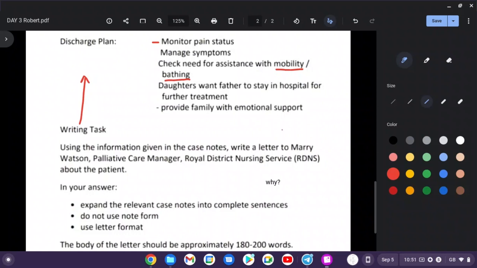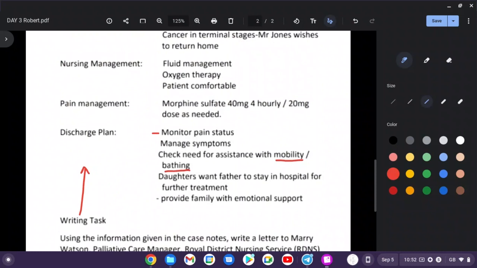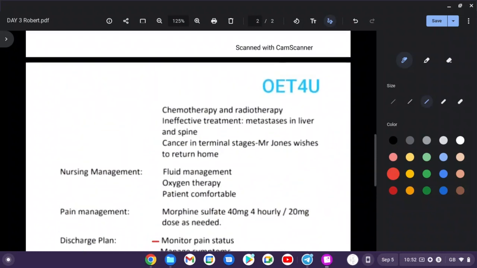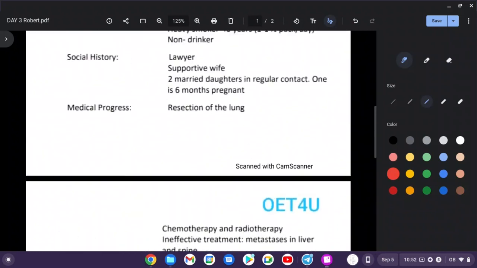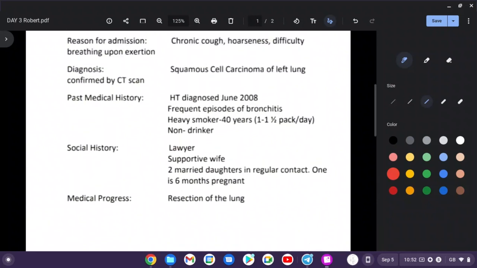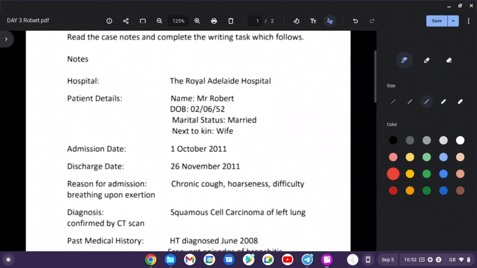You have to read the case note carefully, then only you can understand why you are writing this letter in a complete meaning. So again, we will read it from the beginning, then you can understand exactly why you are writing this letter.